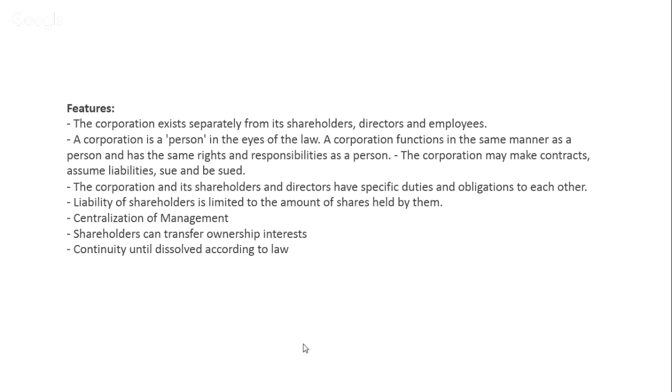But a corporation is a person in the eye of the law. A corporation functions in the same manner as a person and has the same rights and responsibilities as a person. A corporation may take contracts, assume liabilities, and sue and be sued. So there is no point as such about the number of employees.